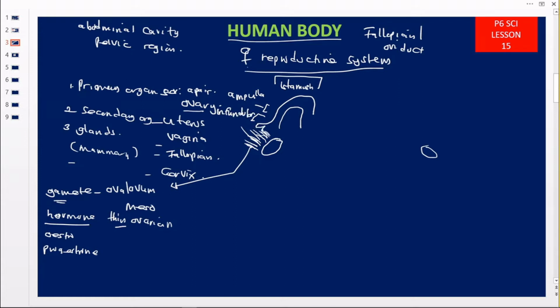This fan-like structure has finger-like structures, and these are called fimbriae. The fimbriae are moving like your fingers, and they keep on moving. Why are they moving? In order to be ready to receive the ovum in case it has been produced. So all these parts, the infundibulum, the fimbriae, the ampulla, and the isthmus, form what we call the fallopian tube. Within this fallopian tube is where fertilization takes place.